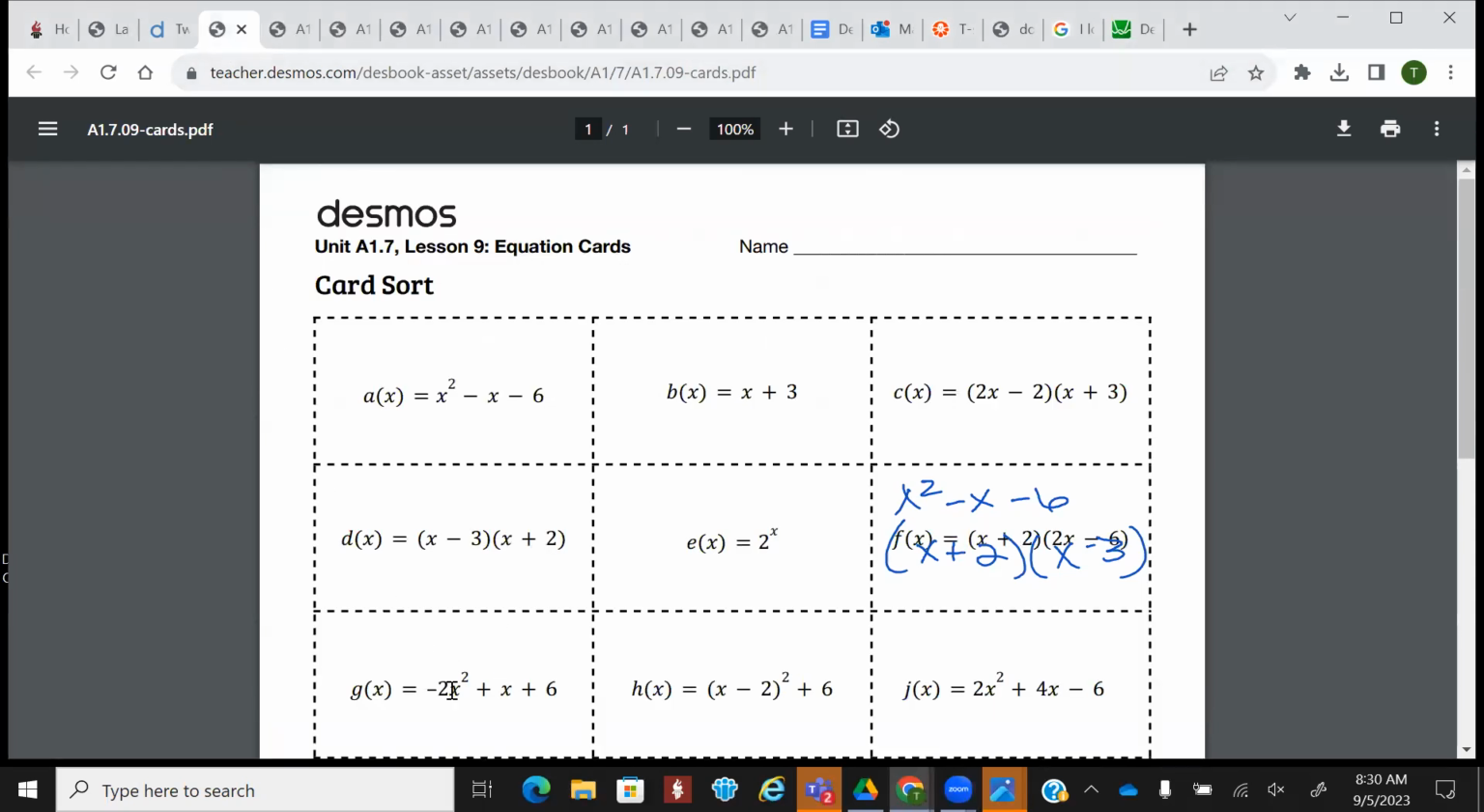Okay, looking at this one down here, we know that this is going to be facing downwards, right? How do I know that? Well, this negative that's chilling out front makes a parabola face down, okay? Are there any other ones that face down? No. So this is the one that's going to be in the middle. Okay, so again, if it's negative, it faces downwards.